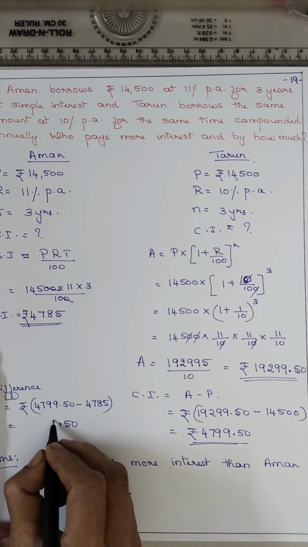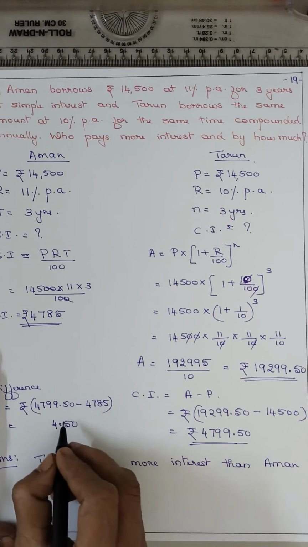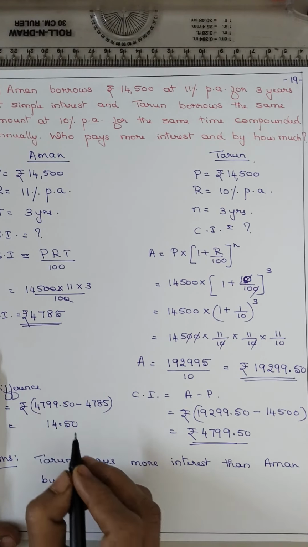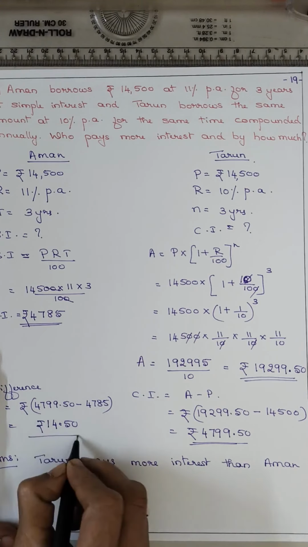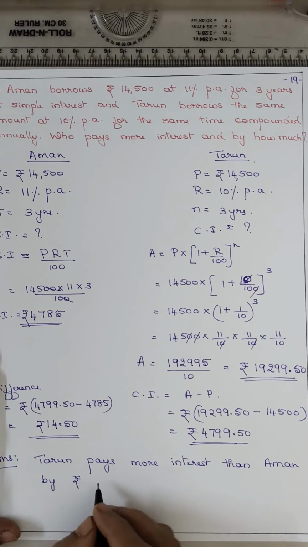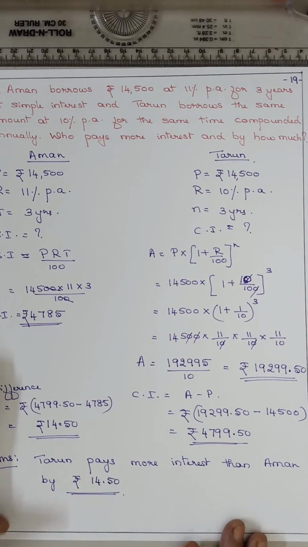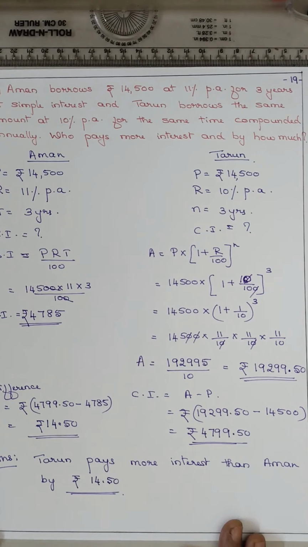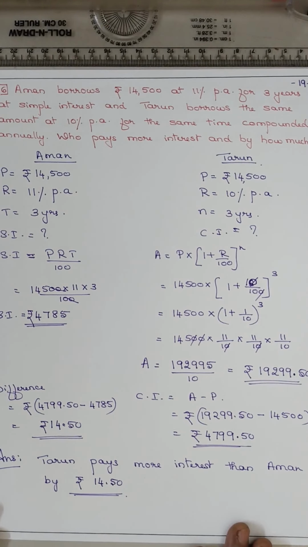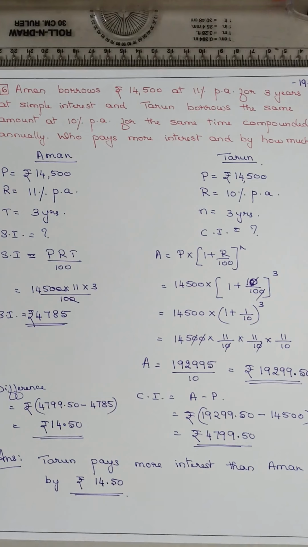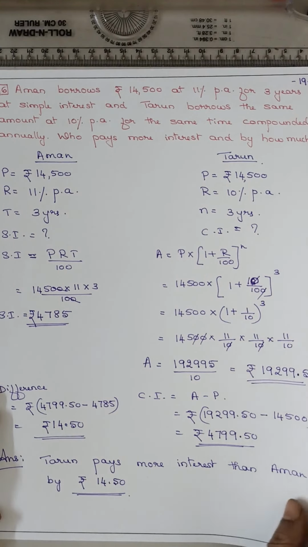Nine minus 5, 4, 9 minus 8, 1, 7 by 14 rupees 50 paise. Hope you understood. All are confident. So there are two sums, one is SI, one is CI, and you have to find out the difference between the two. That was question number 6.